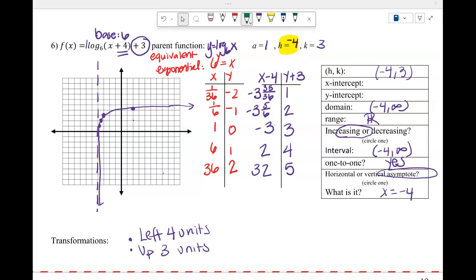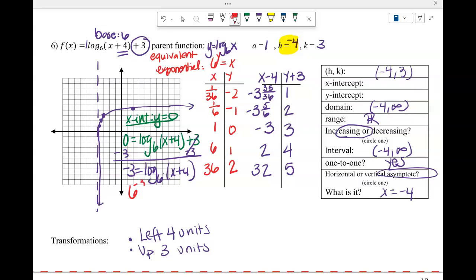Okay, so now remember, we can't really eyeball the x-intercept and the y-intercept. So let's solve for it. X-intercept, guys, is when y equals 0. Okay, 0 equals log base 6 of x plus 4, and then plus 3. Remember, your goal is to isolate your log first. So subtract 3 from both sides. So negative 3 equals log base 6 of x plus 4. Because we only have one log in this equation, now we have to rewrite it in exponential form. So 6 to the negative 3 equals x plus 4.